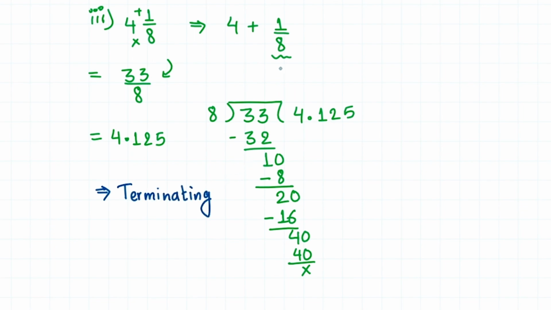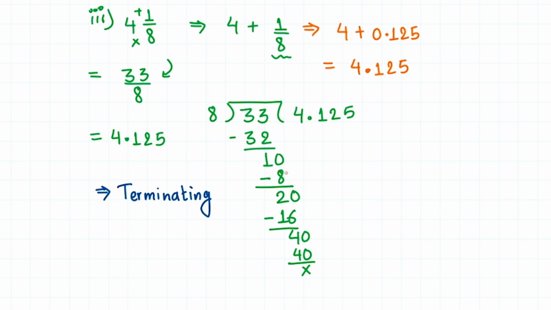And our third question is also solved. If you want to do it in this way, you can do that as well. So we have our 4 plus. When you divide this 1 with our 8, you are going to get 0.125, okay? And then when you add these two numbers, again, you are going to get 4.125, okay? So you are going to get the same answer, and both of these answers are terminating, okay? So our third question is also solved.